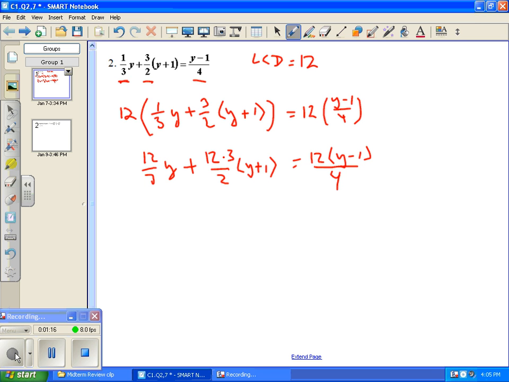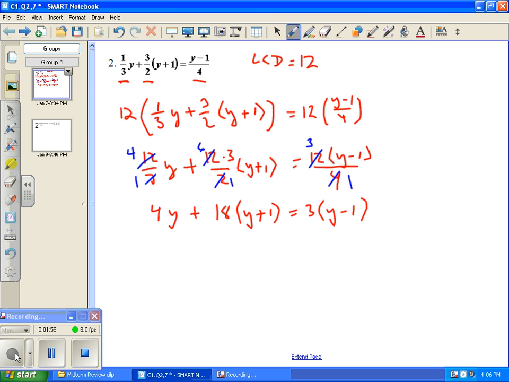over 4. So as you can see, we can reduce some fractions here. The 12 reduces with the 3, we get 4 on top. Here we can reduce the 12 with the 2. And on the right side, we can reduce the 12 with the 4. So what we have left over now is 4y plus 18, because we have 6 times 3, times y plus 1, equals 3 times y minus 1.